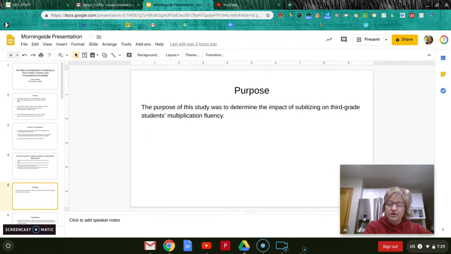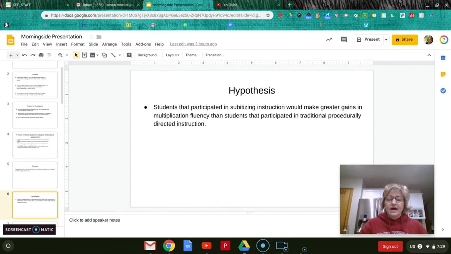Many studies could be found in regards to the effectiveness of subitizing in the elementary grades, particularly primary grades. However, it's more difficult to find studies on subitizing in grades 3 through 5, and in particular multiplication. Therefore, the purpose of this study was to determine the impact of subitizing on third grade students' multiplication fluency. The hypothesis was that students that participated in subitizing instruction would make greater gains in multiplication fluency than students that participated in traditional procedurally directed instruction.